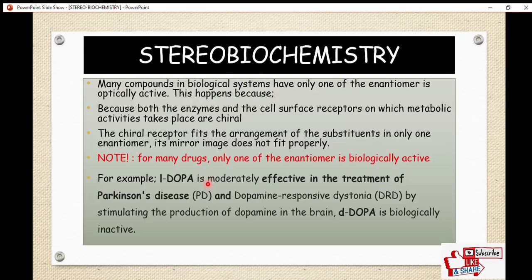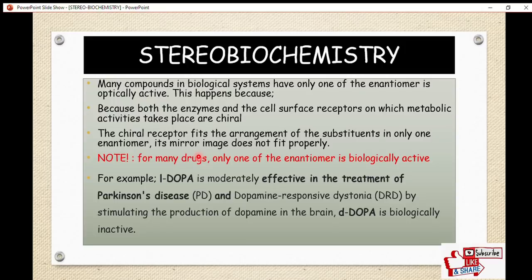So we have the L-dopa and we have the D-dopa. The L-dopa is moderately effective in the treatment of Parkinson's disease, and D-dopa is biologically inactive. So the body does not respond to D-dopa, but rather what? It responds to L-dopa. That's how it's able to treat Parkinson's disease, and dopamine responsive dystonia, DRD, by stimulating the production of dopamine in the brain. So only the L-dopa is able to stimulate the dopamine in the brain so that it can effectively treat Parkinson's disease. So that's stereospecificity for you.